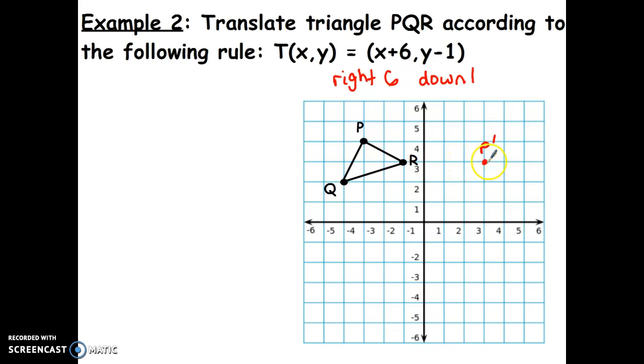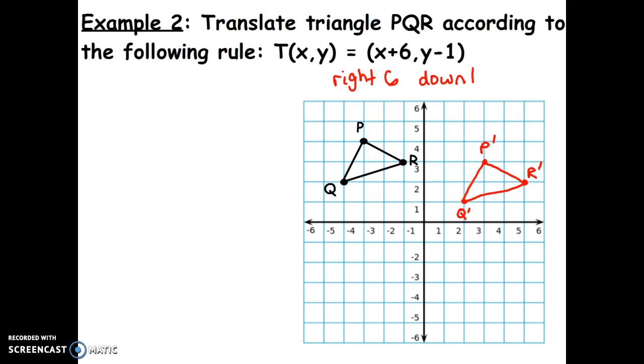1, 2, 3, 4, 5, 6, down 1. That is R prime, and 1, 2, 3, 4, 5, 6, down 1. That is Q prime. Connect those as best you can. And we have translated that triangle successfully.